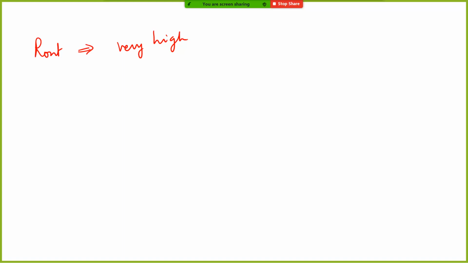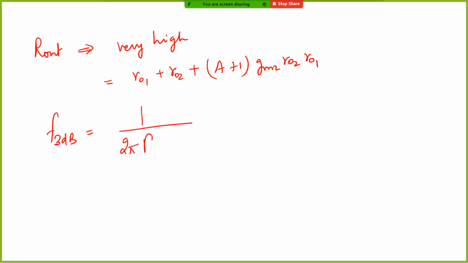And because your output impedance is very high, which basically is R01 plus R02 plus (A plus 1) times gm2 R02 R01, right? Now what is the 3 dB bandwidth? 1 by 2 pi R_out C_L. Now this R_out is very high, and therefore this 3 dB bandwidth is also going to be very low.